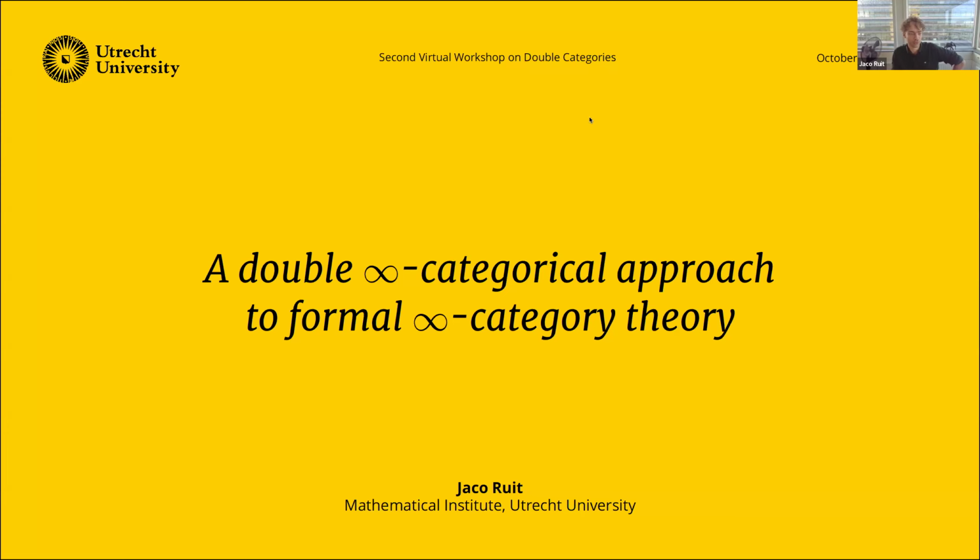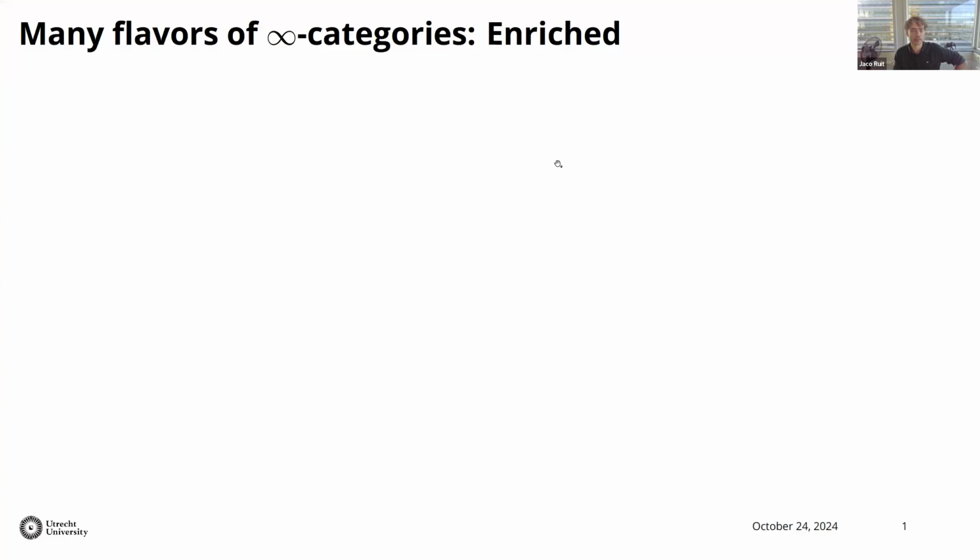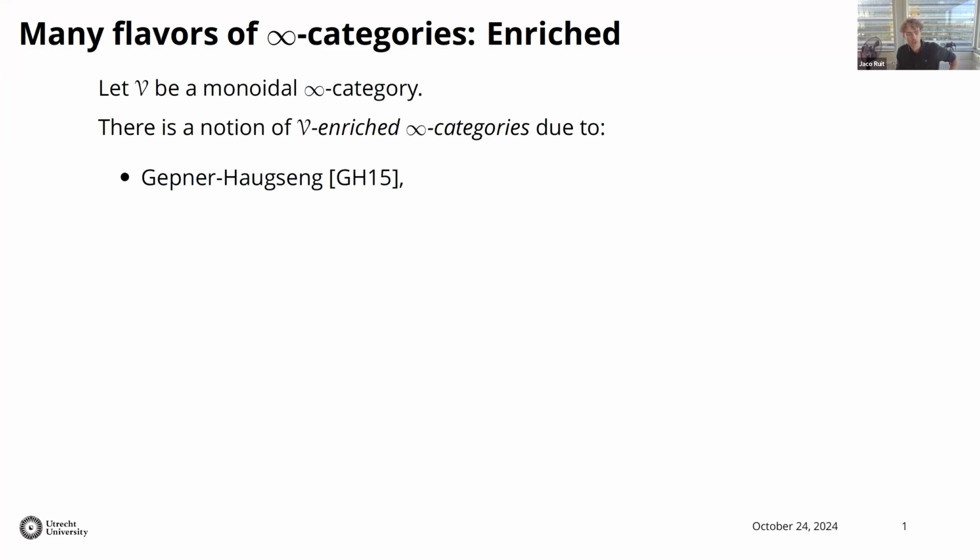Before giving a plan for this talk, I want to talk about some motivations for this project. It starts with the observation that there are many flavors or variants of infinity categories. One of them is enriched infinity categories. In this context, you have V, a monoidal infinity category, and then you can make sense of what V-enriched infinity categories are. There are some models for these types of objects due to David Gepner, Runa Haugseng, and Vladimir Hinich has written something about this.